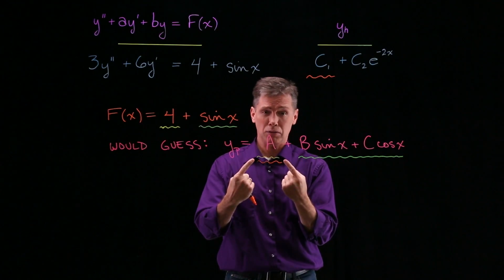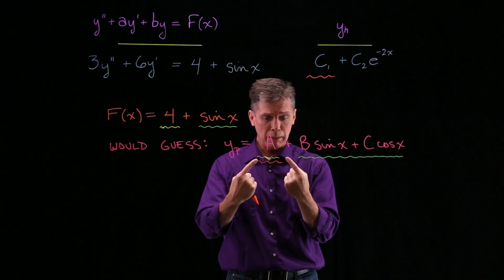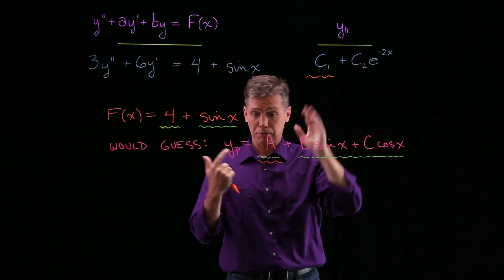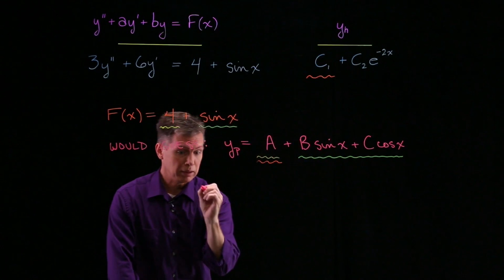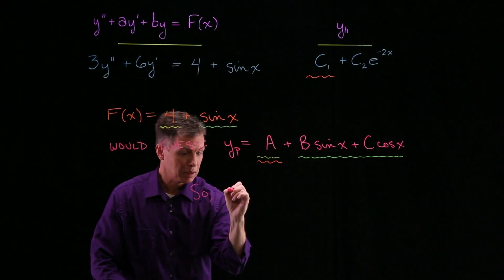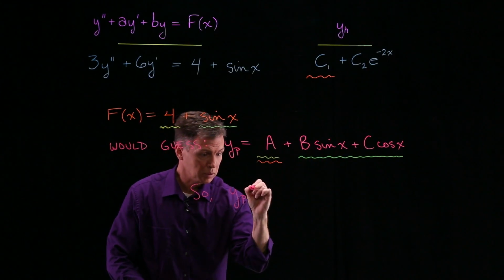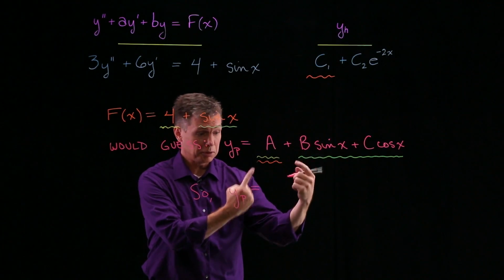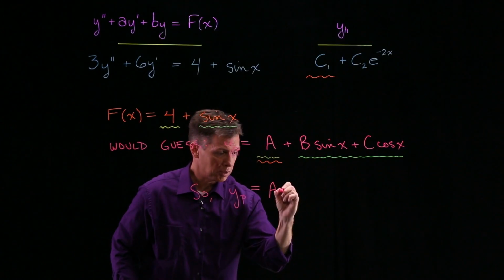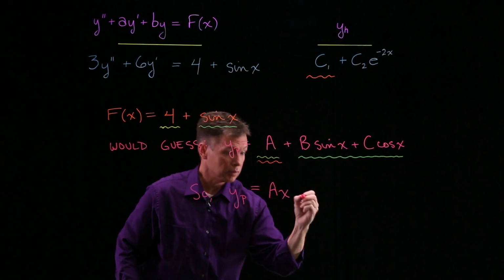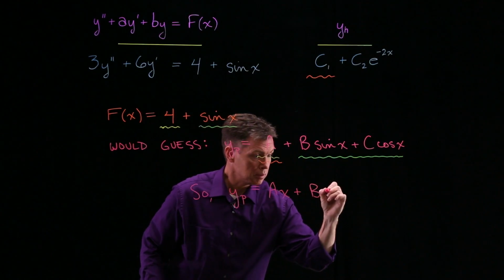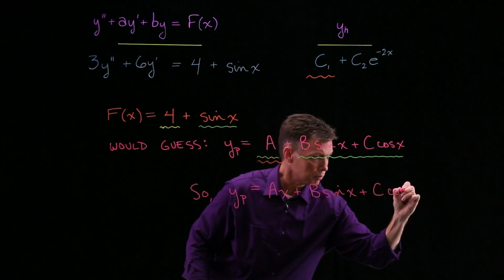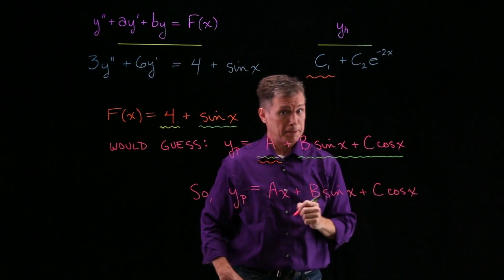We easily get over that concern by multiplying any overlap in your y sub p solution by x. That's it. So noticing that there's that overlap, my y sub p will equal, I'm only worried about that A in terms of the overlap, so I only multiply that by the x that I just mentioned, and everything else stays the same: B sine of x plus C cosine of x. And that's it.